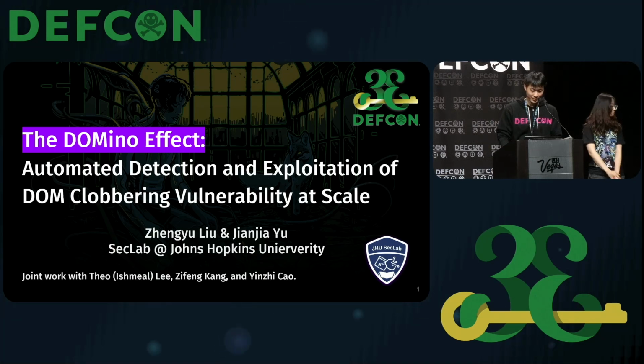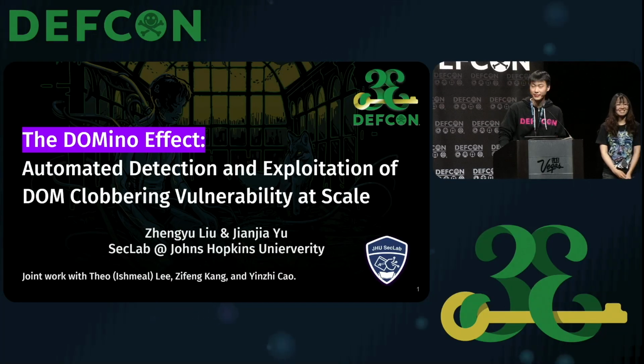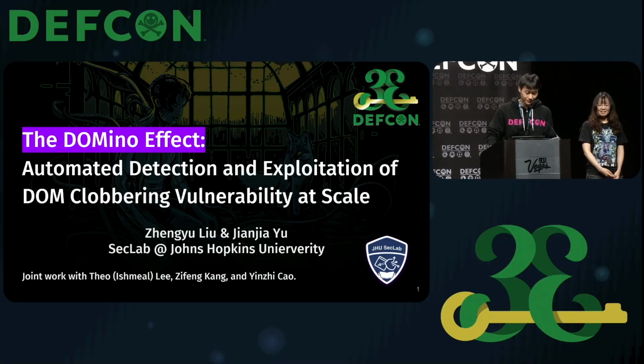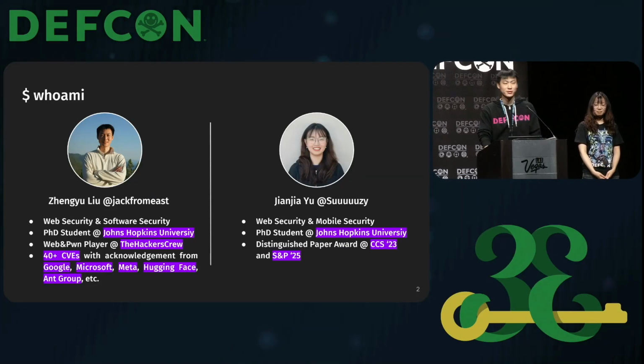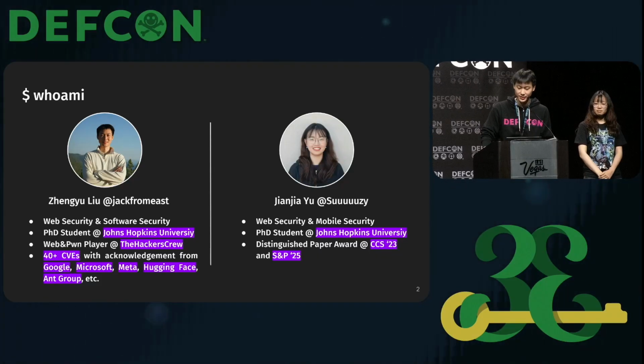So, hello, everyone. Welcome to our talk, The Domino Effect: Automated Detection and Exploitation of DOM Clobbering Vulnerability at Scale. I'm Zhengyu Liu, and this is my collaborator, Jianjia Yu, and this is joint work with Tao Li, Zifeng Kang, and my advisor, Yinzhi Cao. We are both PhD students from Johns Hopkins University, focused on web security and software security.